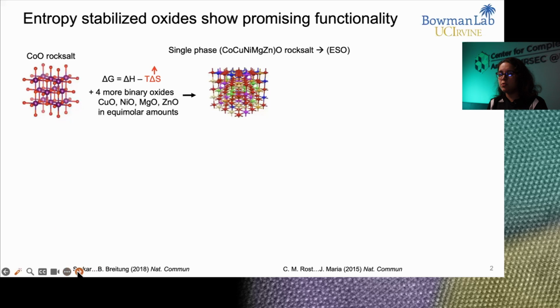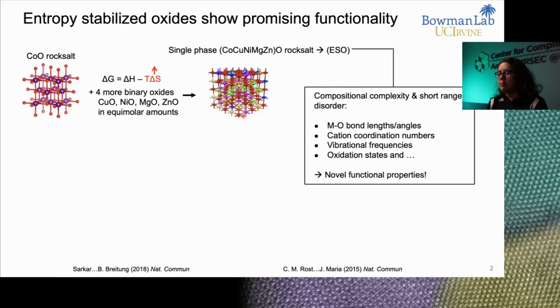You have the ability to tune your materials because of the compositional complexity and short-range disorder that comes with this new structure. For example, you have metal-oxygen bond lengths and angles that can change because of the differences in the size and the electronic structure of these atoms, your cation coordination numbers, vibrational frequencies, oxidation states of the cations in your lattice, and so many more. And as a result, you have this phenomenal possibility to get novel functional properties.